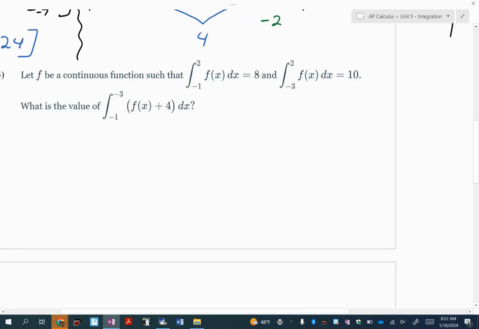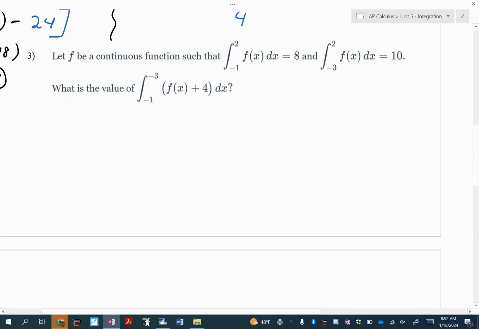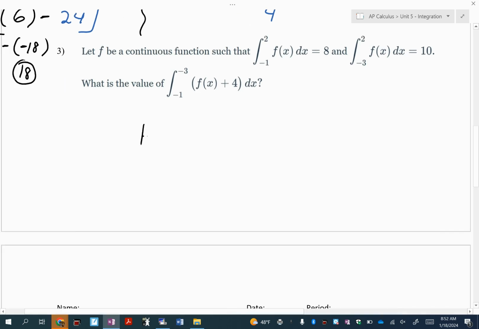All right, can I do the last one? Let's do the last one. So number 3. Again, we've got 2 integrals, -1 to 2 and -3 to 2. Are any of those out of order? Are the limits of integration an issue? Is this least to greatest? Yep, and this is least to greatest. Awesome. So looks like I'm going from -3 to +2. Let's cut it up from -1 to 2.